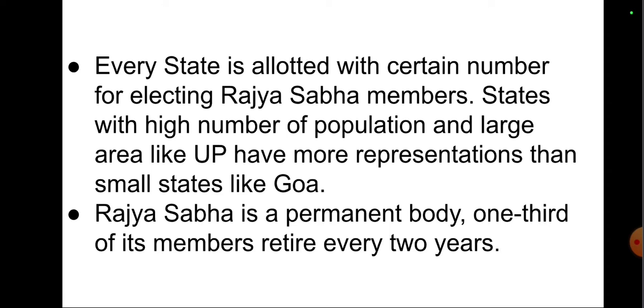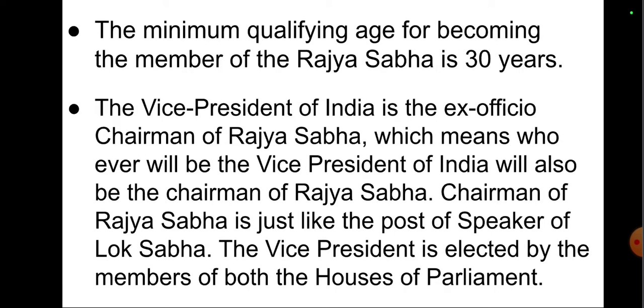like Goa. Now Rajya Sabha is a permanent body, and 1/3 of its members retire every 2 years. So Rajya Sabha, as we know, is a permanent body, because it is not directly elected by the people, it is indirectly elected by the legislative assemblies of the states. Also 1/3 of its members retire after every 2 years. The minimum qualifying age for becoming a member of Rajya Sabha is 30 years. In case of Lok Sabha, it is 25 years, but in case of Rajya Sabha, it is 30 years. The Vice President of India is the ex officio chairman of Rajya Sabha. So this is a very important point.